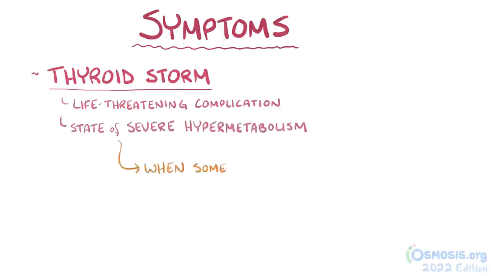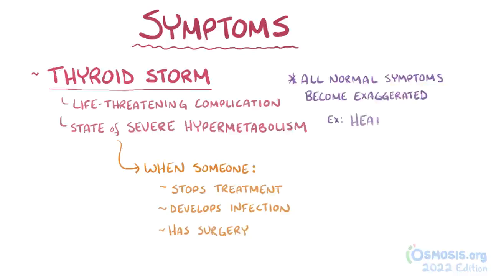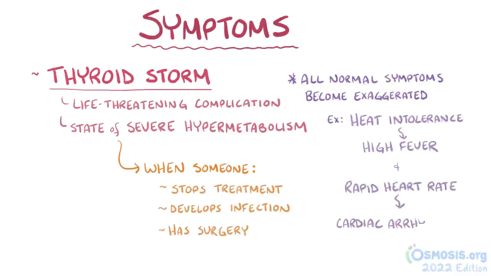It can develop when someone with hyperthyroidism stops their treatment, develops an infection, or has surgery. All the normal symptoms of hyperthyroidism become exaggerated. For example, heat intolerance turns into high fever, and rapid heart rate turns into cardiac arrhythmia.